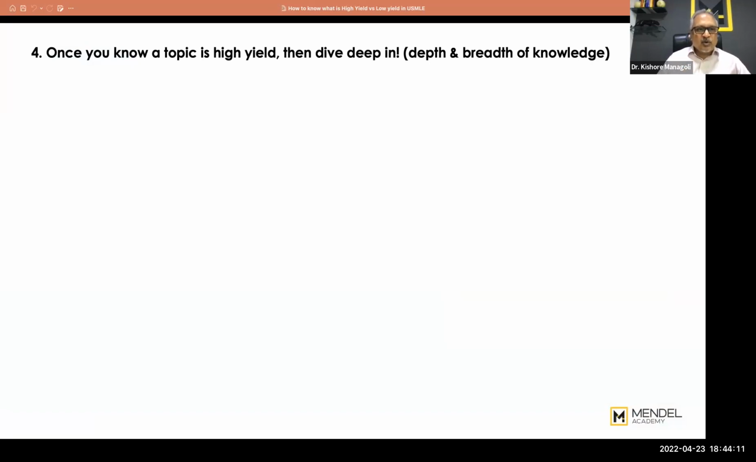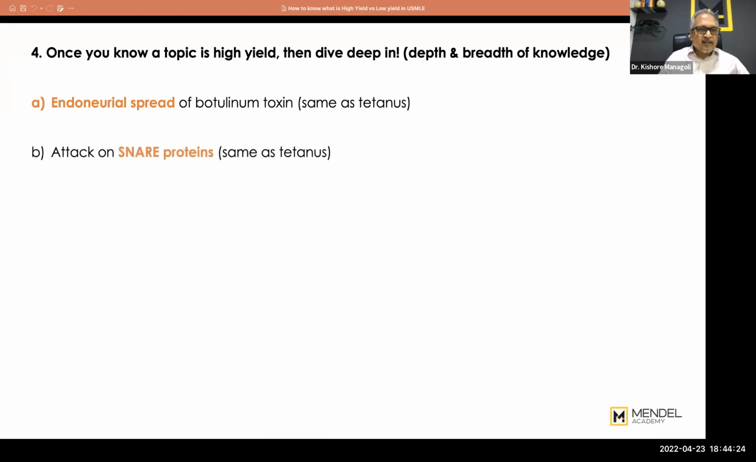So once you know that a topic is high yield, then you have to gather depth as well as breadth of knowledge. Like for example, in this case, you should know about endoneurial spread, because that is what is tested. You should know that they attack the SNARE proteins.